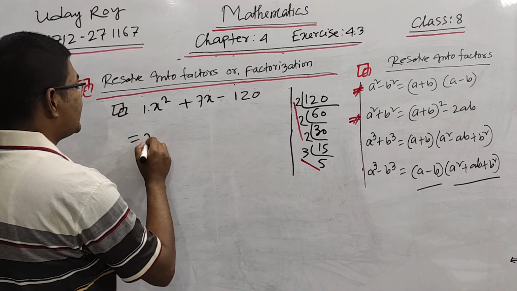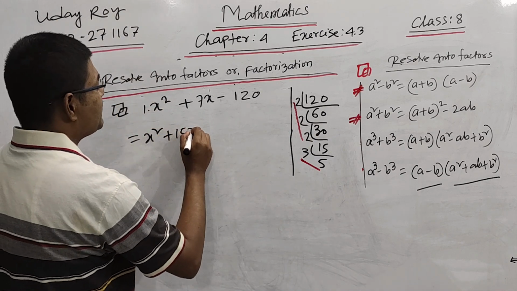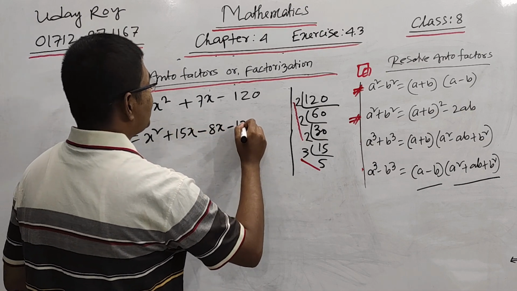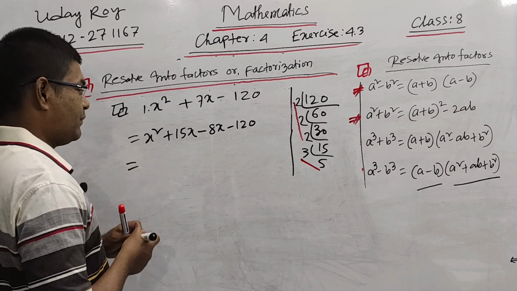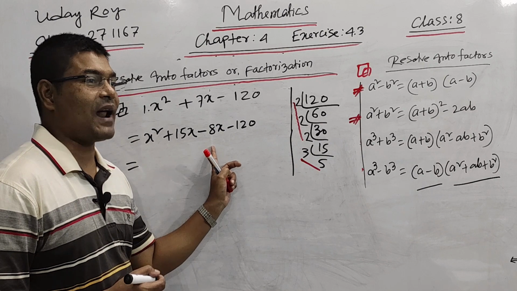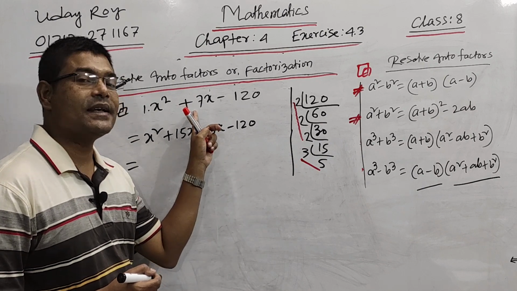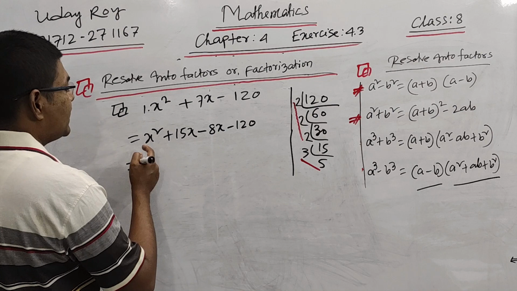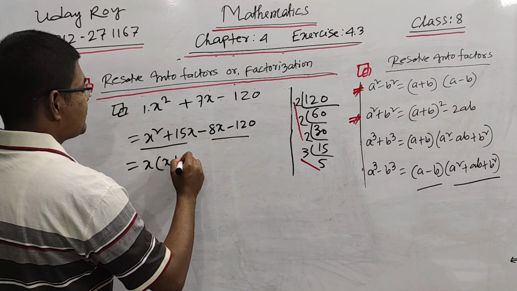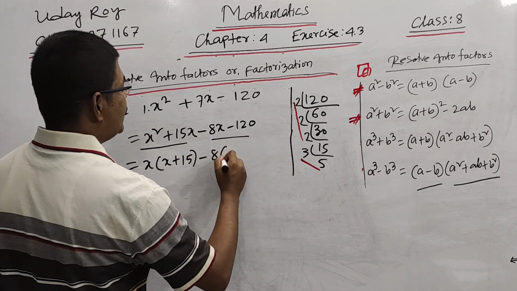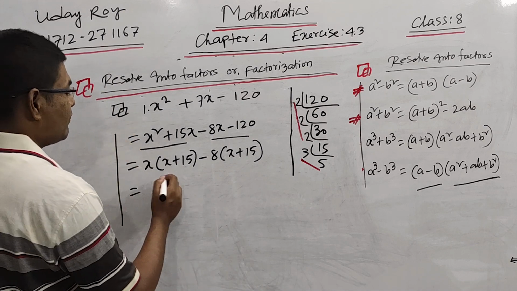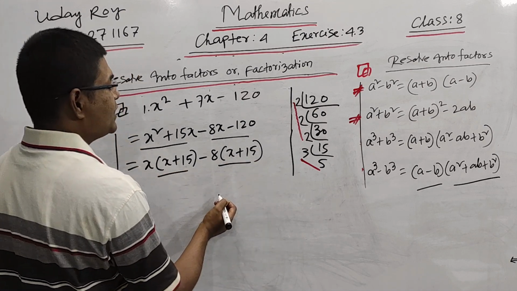So we have to take x square plus 15x, because here is 7x. 15x minus 8x minus 120. So numbers are subtracted: 15 minus 8, we will get 7x. So take common. Easily we can take x as common: x plus 15 minus 8, x plus 15. So we will get x plus 15.